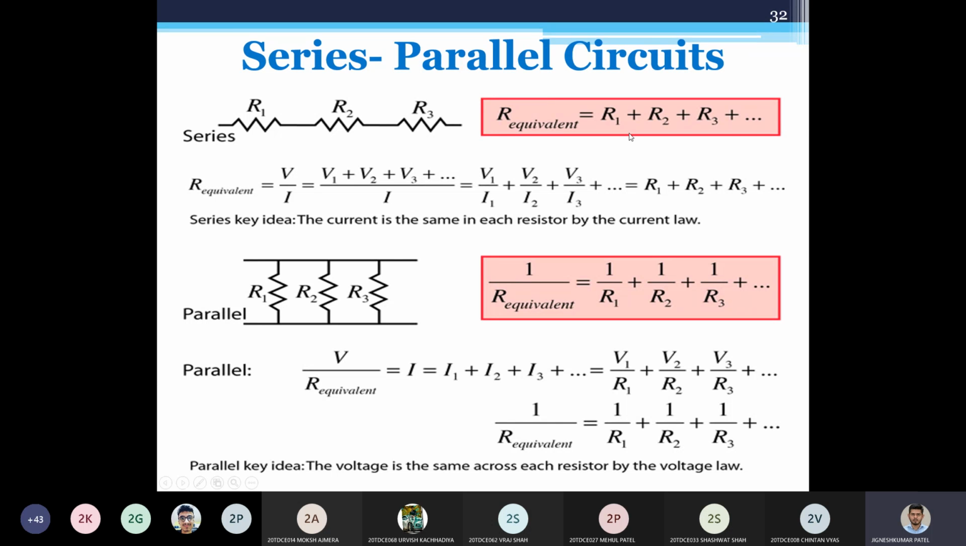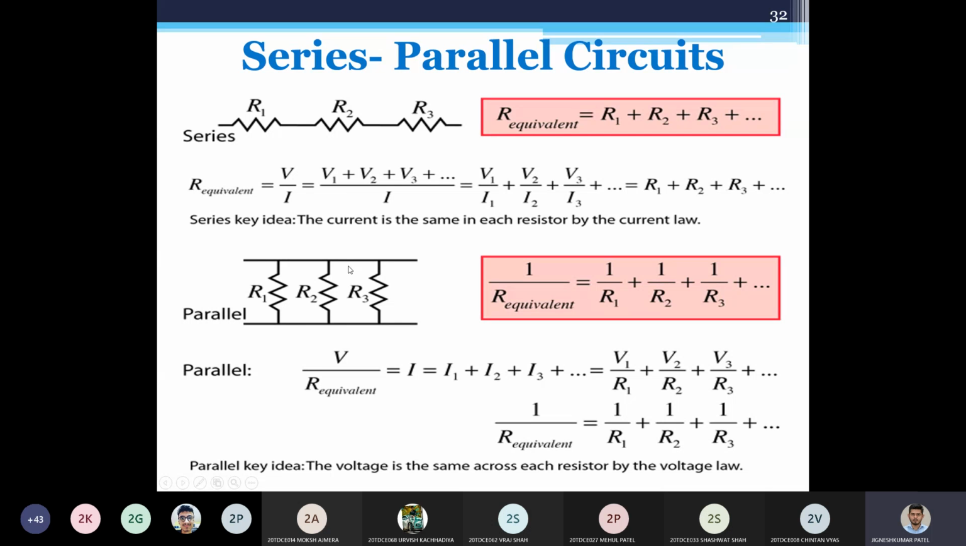In case of series, it would be R1 plus R2 plus R3, if there are three resistors in series. If the connection is in parallel, then your equivalent resistor is given by 1 upon R equivalent. Keep this in mind, it is always 1 upon R equivalent. If you find this term, that is not actually your R equivalent, it's the inverse of this term. So 1 upon R equivalent is 1 by R1 plus 1 by R2 plus 1 by R3.